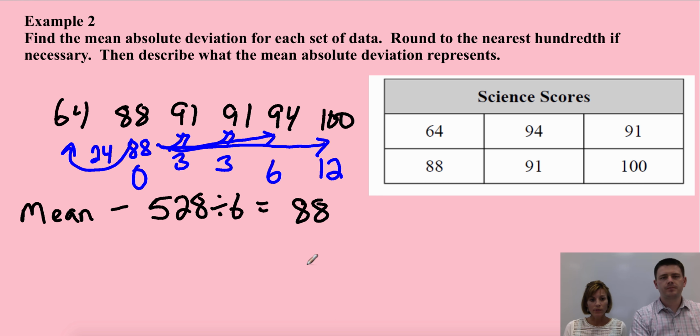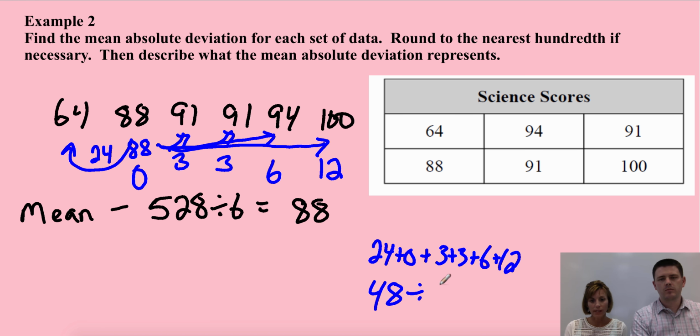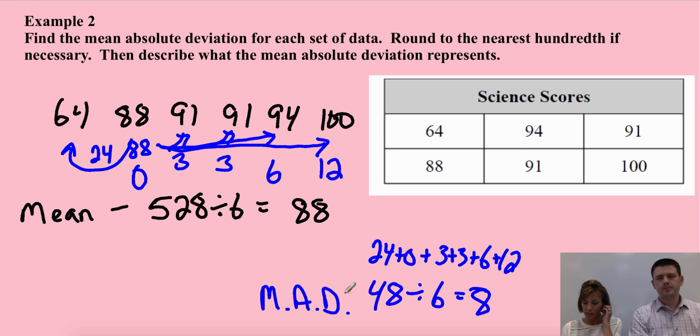You're going to add those numbers up, those blue numbers: 3 plus 3 plus 6 plus 12 plus 24 plus 0, and get 48. Divided by 6, which is going to give you a mean absolute deviation of 8. It does ask you in the directions to describe what the mean absolute deviation represents, so you would write a sentence: the average distance between each score and the mean is 8 points.